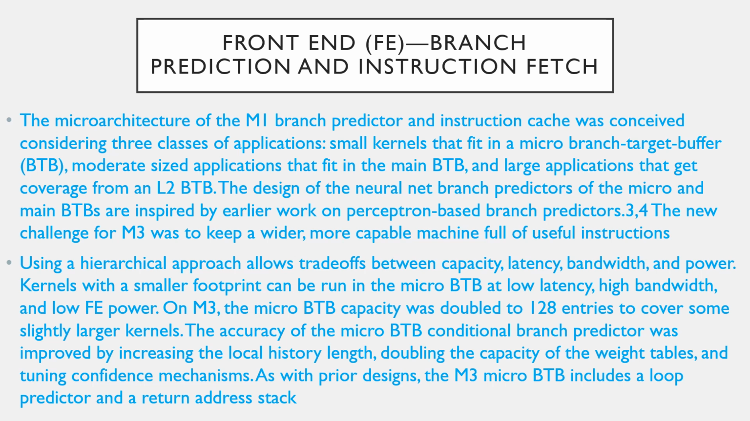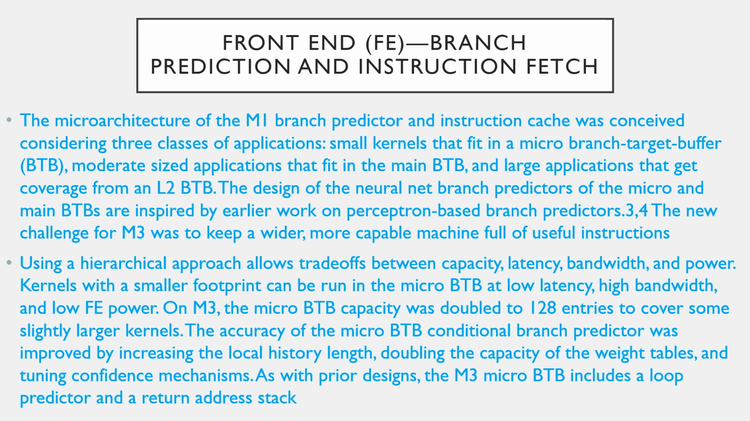The design of the neural net branch predictors in the micro and main BTBs was inspired by earlier works on perceptron-based branch predictors. The new challenge for M3 was to keep a wider, more capable machine full of useful instructions. Using a hierarchical approach allows trade-offs between capacity, latency, bandwidth, and power.